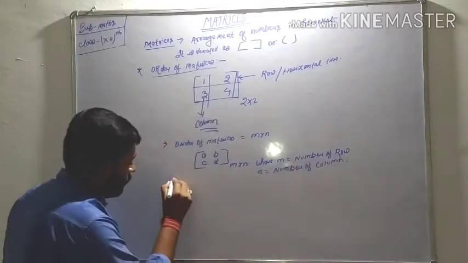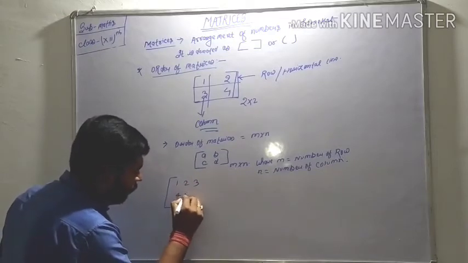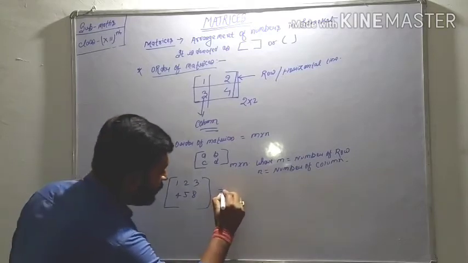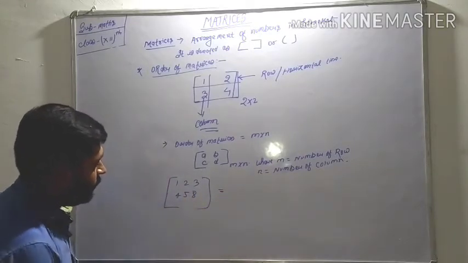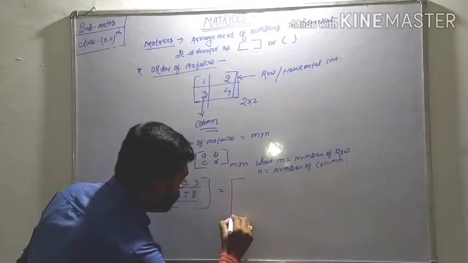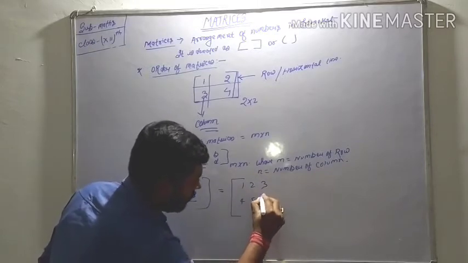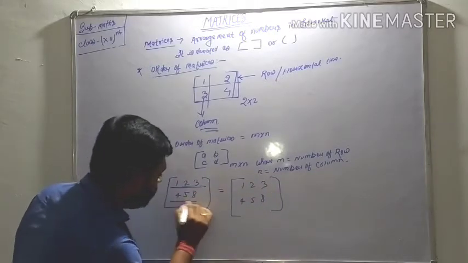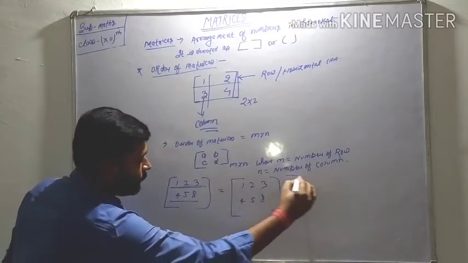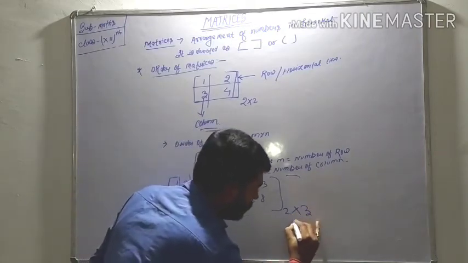For example, suppose a matrix is 1, 2, 3, 4, 5, 8. First, we have to write the order of the matrix. Now, the number of rows is equal to 2, and the number of columns is 3. That means 2 into 3.